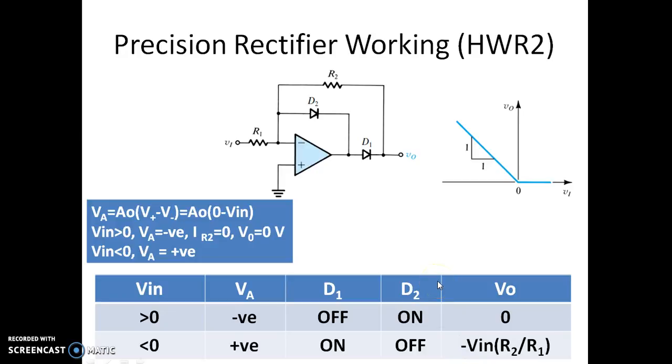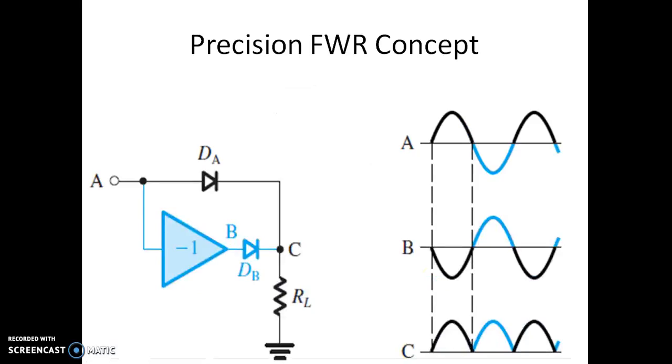Now let us see how a precision full wave rectifier is conceptually realized. As you can see, let us consider A as the input and C as the output. A is the input, a sine wave whose amplitude is less than the cut-in voltage. Conceptually, let us assume that during the positive half cycle we will make this super diode turn on. Now this is just a conceptual circuit.